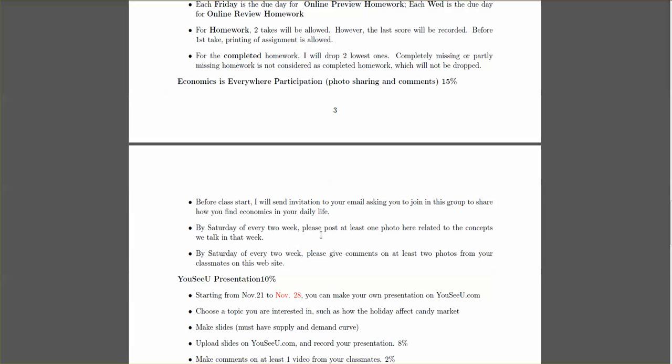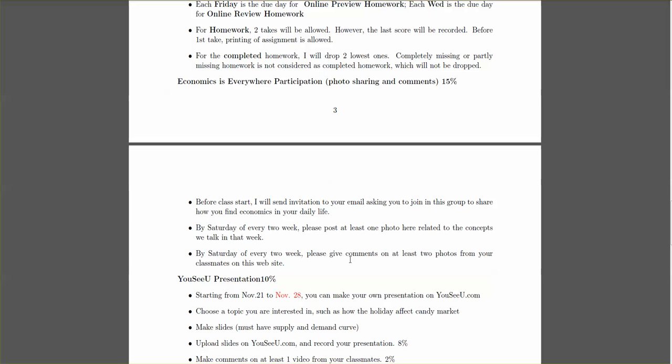And beyond posting the photo, also write down some comments on it. I also require you, every 2 weeks, to give comments on at least 2 photos from your classmates. I think you will enjoy it, because after you post the photo, you do want people to read about it and to share your experience. You want to share your experience with your classmates. So that is the moment you can do it.